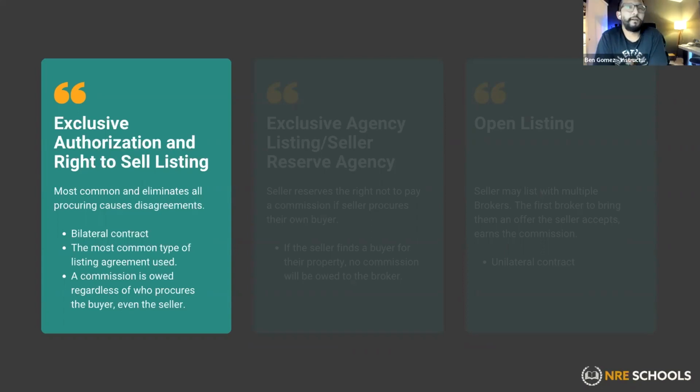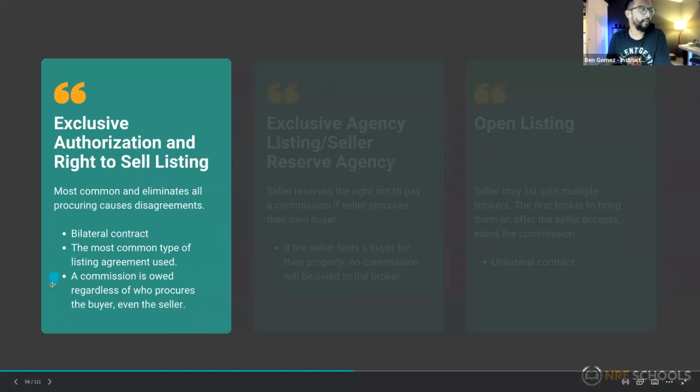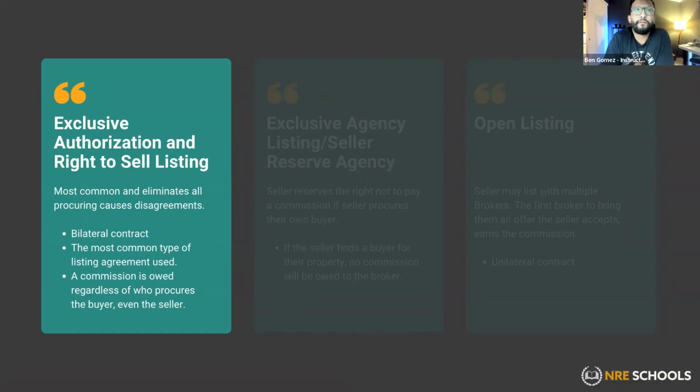And this one here, again, is most common, eliminates all procuring causes. This is a bilateral contract. And the key part at the bottom: commission is owed regardless of who procures the buyer, even the seller. So if I'm selling Carla's property, we put Carla's property on the market, and then Carla's friend's cousin's neighbor's sister buys the property, she still owes the commission, even though she found the buyer. No matter what, I'm still owed the commission. Our listing brokerage is still owed the commission.